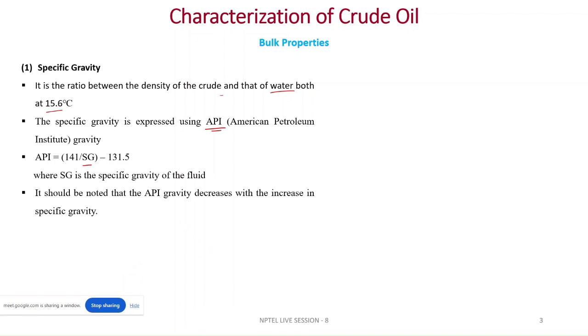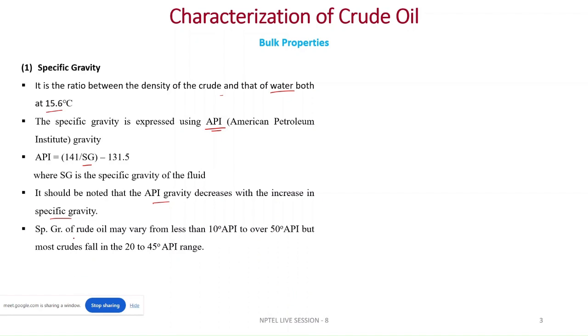Okay. Now, it should be noted that the API gravity decreases with the increase in the specific gravity. So, this is the relation between API gravity and the specific gravity. The API gravity decreases when there is an increase in the specific gravity. Now, the API gravity of crude oil may vary from less than 10 degree API to over 50 degree API, but most crude oil falls in the range of 20 to 45 API.